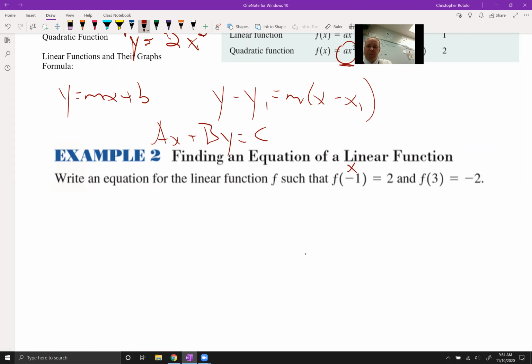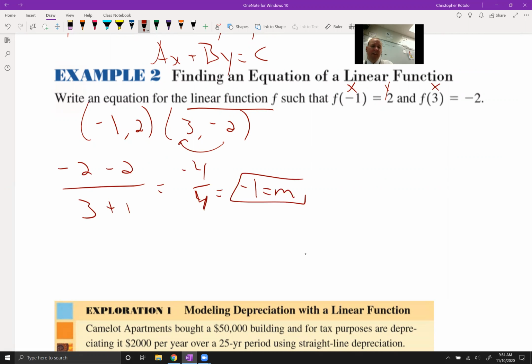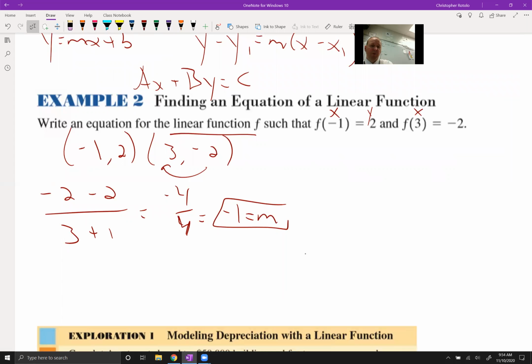Okay, so we know what's in place, and that means whatever the function is, if I put in -1, I get 2. So I might just pull those out here and say 3, -2. Now I'm told that this is a linear function, so we want to write the equation. So the first thing we're going to have to do is find the slope. So I'm going to start with -2 minus 2. If I start with -2, I have to start with 3 plus 1. So I get -4 over 4, or just -1 for the slope. And if it says to write the equation, I'm going to choose the easiest one, which is point slope form.